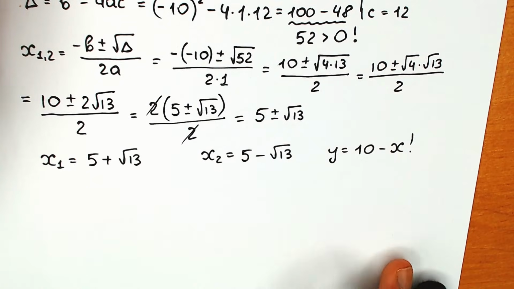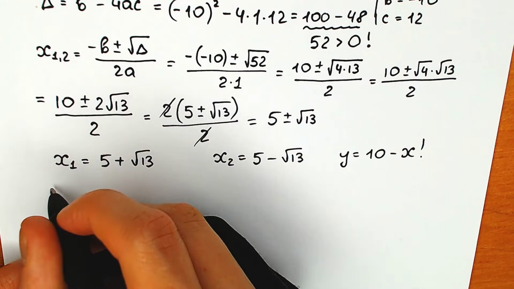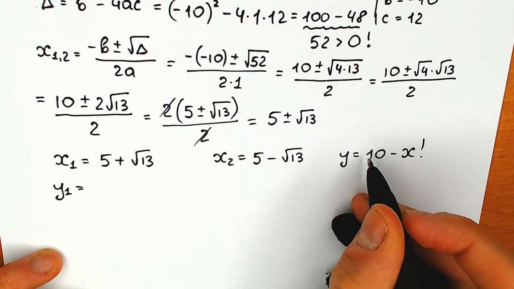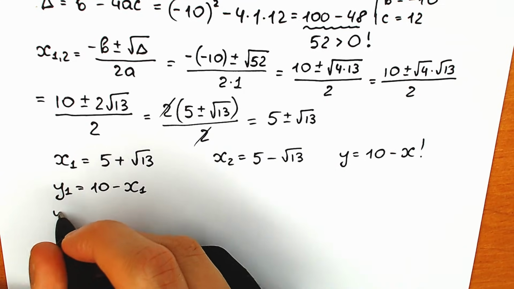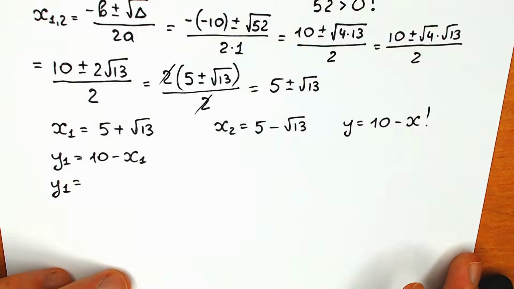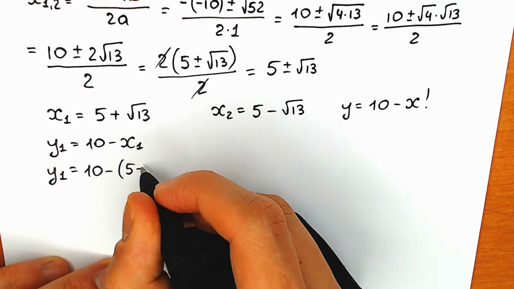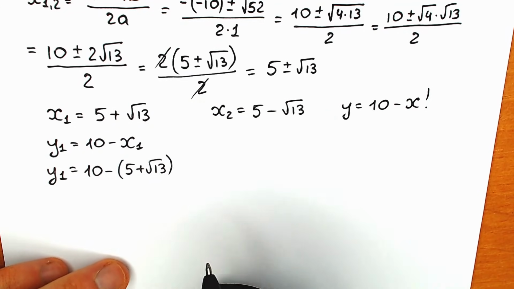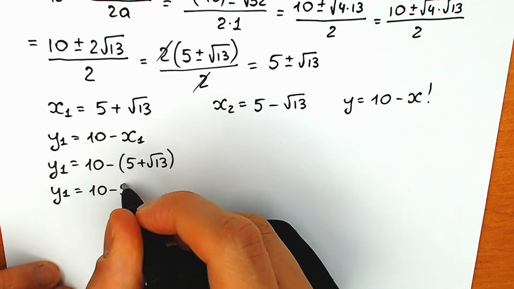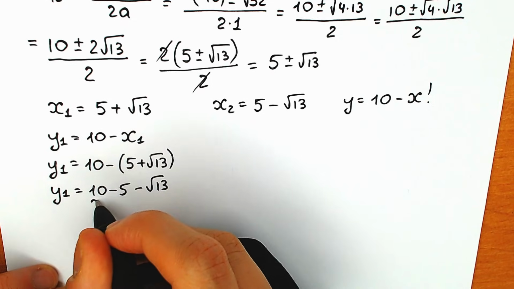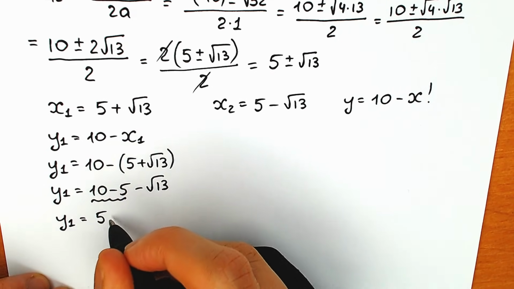And right now let's find our pairs, x first, y first. Let's start with y first. So y first equal to 10 minus x first. Let's plug in everything. So y first equal to 10 minus this expression, 5 plus square root of 13. And y first equal to 10 minus 5 minus square root of 13. So right here, 10 minus 5 equal to 5. So our y first equal to 5 minus square root of 13.